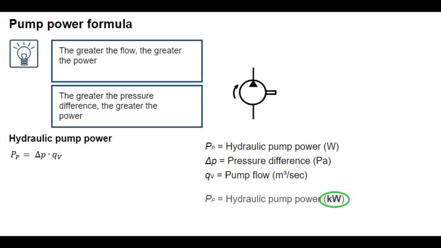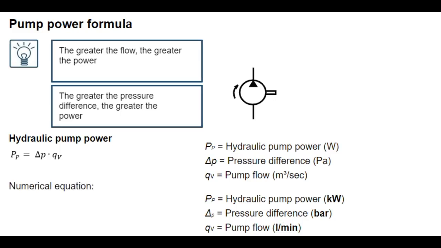The common unit for pump power is kilowatts. Pressure and pressure difference are indicated in bar. 1 bar equals 1000 Pa. If we also want to use pump flow in liters per minute, we again need a conversion factor. The numerical equation for hydraulic pump power is therefore: hydraulic pump power P is the pressure difference delta P multiplied by pump flow QV divided by 600.